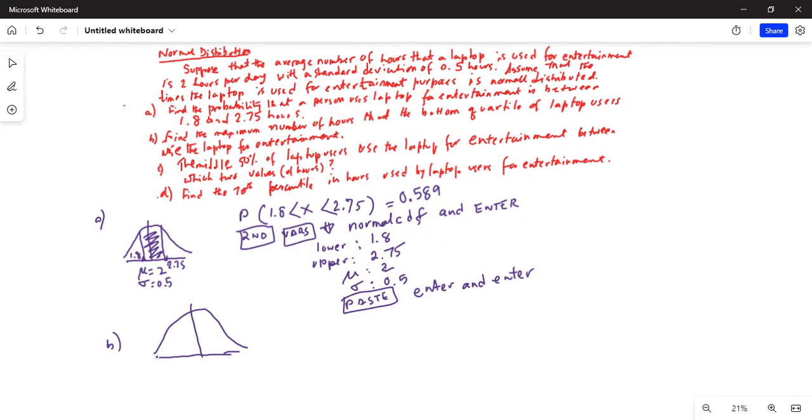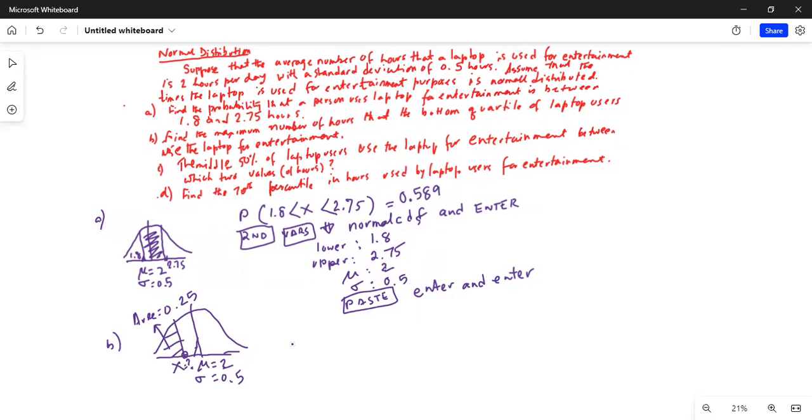Bottom 25%, we always start from the left. So bottom 25% means we draw a vertical line such that the area below it, this area, bottom quartile, means area is 0.25. We know mu is equal to 2, sigma is equal to 0.5. What we do not know is this x value. This particular x value. And mu is 2. Okay. So we do not know the x value below which 25% area under the curve.